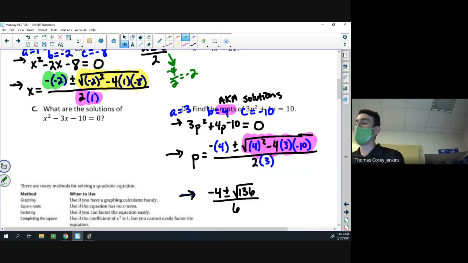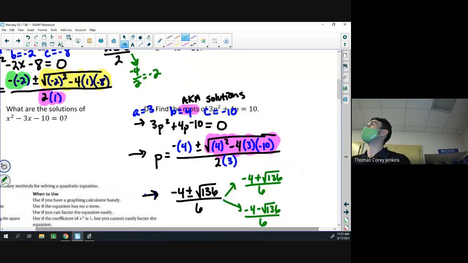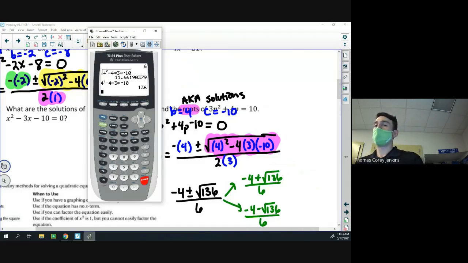So what we will type in to get our two solutions here will be negative 4 plus the square root of 136, and then divided by 6. And also negative 4 minus the square root of 136, divided by 6. And again, you're starting to see this takes some skill, some calculator skill. All right, so I'm going to type it in. You maybe type along with me. Here's what I would do.